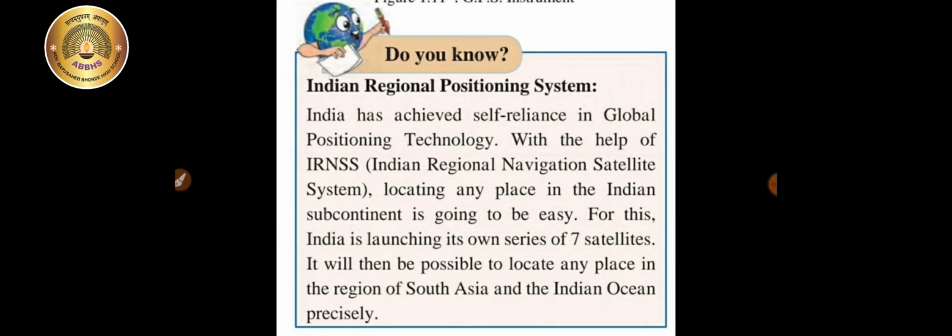Do you know the Indian regional positioning system? India has achieved self-reliance in global positioning technology with the help of IRNSS, the Indian Regional Navigation Satellite System. Locating any place in the Indian subcontinent is going to be easy. For this, India is launching its own series of 7 satellites. It will be possible to locate any place in the region of South Asia and the Indian Ocean precisely.